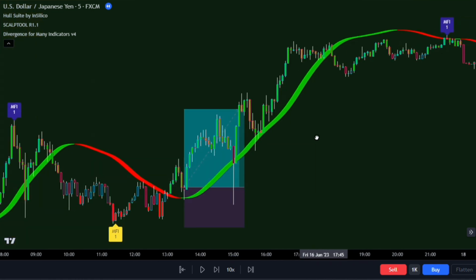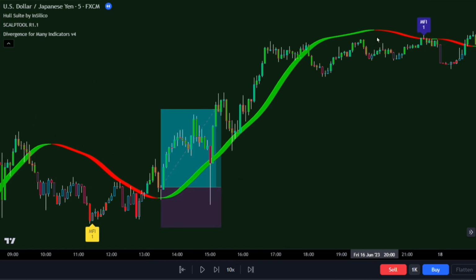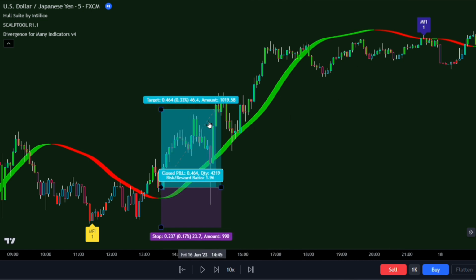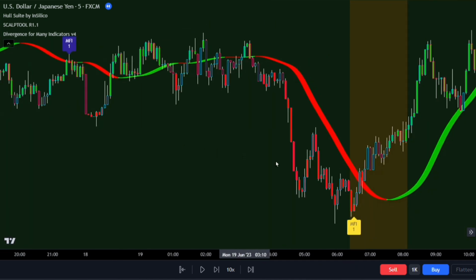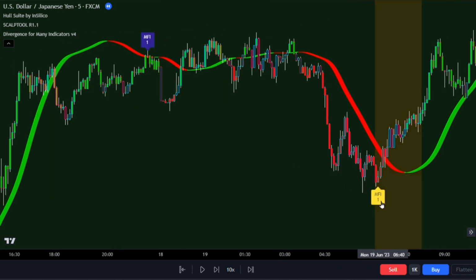And like I mentioned earlier, you can remain on the trade and exit when the Hull Suite changes to red after the trade has been triggered. But for simplicity, we'll be using just 2 times what we risked in the market. So we move on. Now for this bullish divergence we got here.